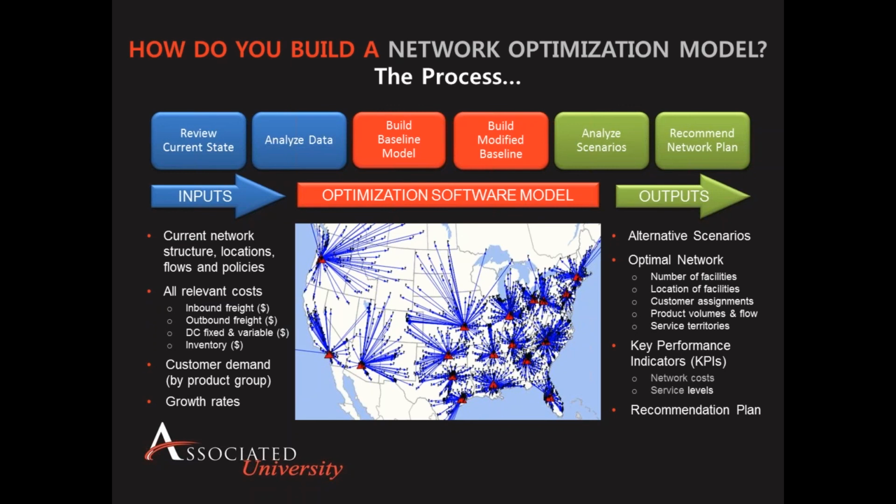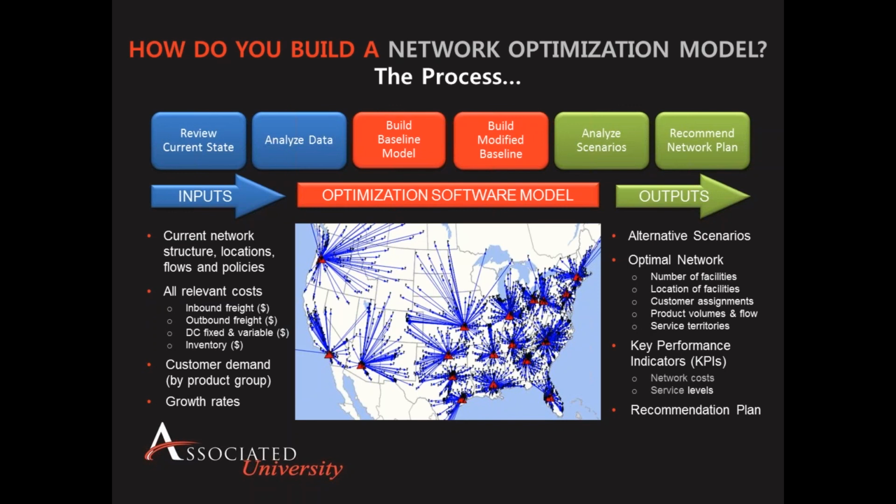The first step of the process on the left-hand side is gathering the inputs and understanding the current state of the network. So identifying where DCs and customers are today, how product flows through the network, what all the historical costs are in terms of all of your logistics components: inbound, outbound, DC fixed and variable, and inventory. Collecting data around the demand, and then obviously again we want to plan for the future, so some sort of perspective on where the business is headed from a growth standpoint.